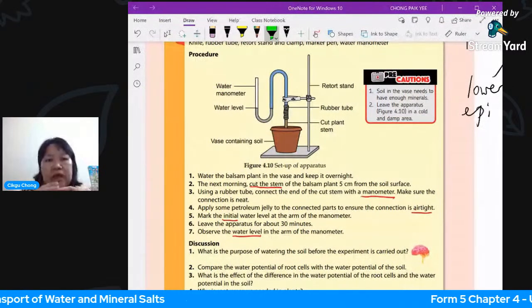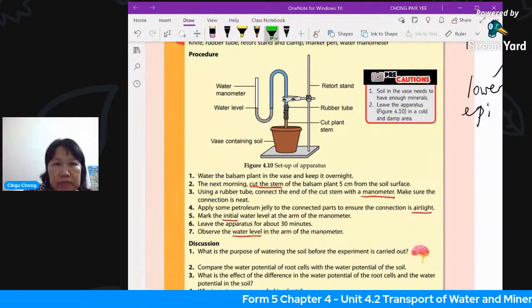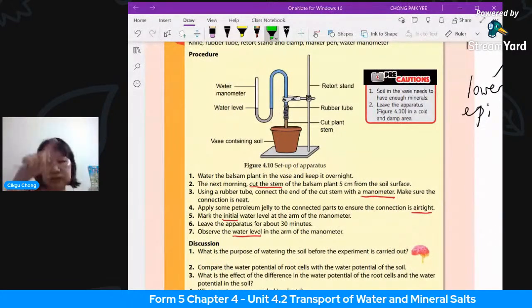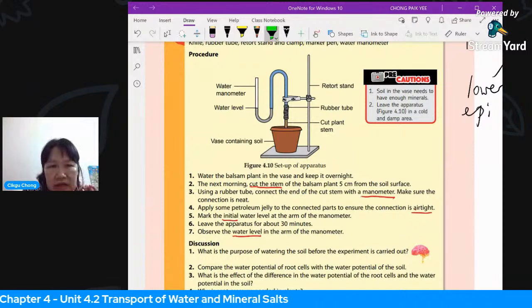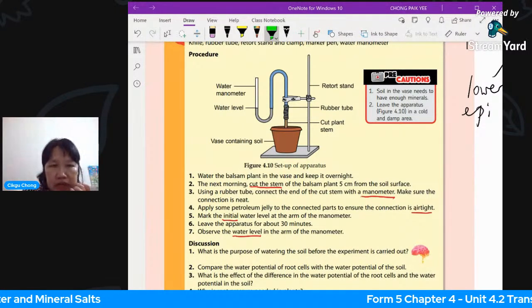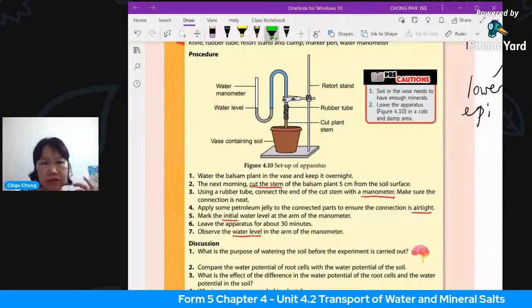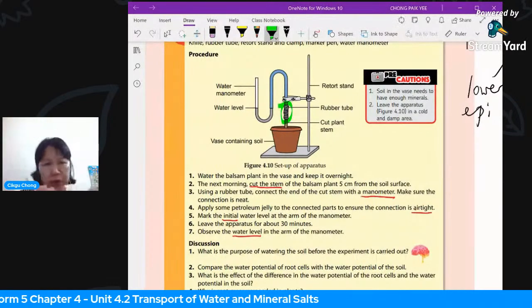Then using a rubber tube, you connect it. This is the rubber tube. You connect it to a manometer, a U-shaped tube like that. And make sure you put water inside there. Colored liquid also can. Make sure it's level. Then after that, you apply petroleum jelly here to make sure that it is airtight. It cannot leak, otherwise the experiment's not going to work. You must not have air going inside.